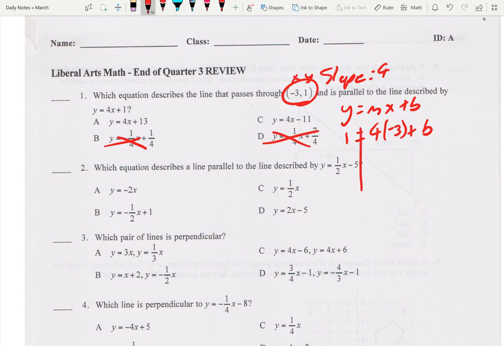So when we work it out, 4 times -3 is -12. So we have -12 plus B equals 1. So then we'll add 12 to both sides. And 1 plus 12 is 13. So B is going to be 13, making A the correct answer there.